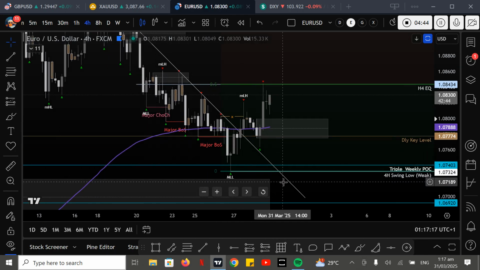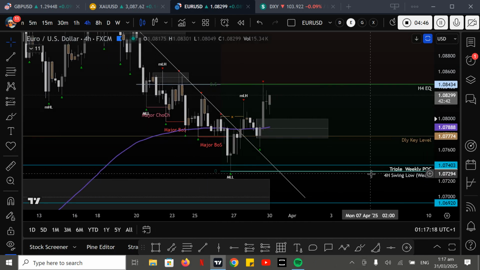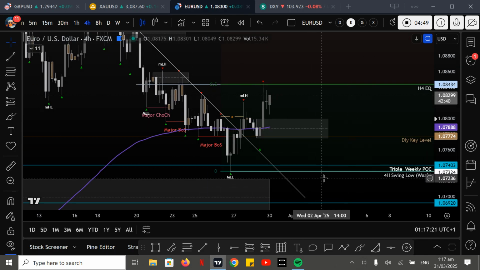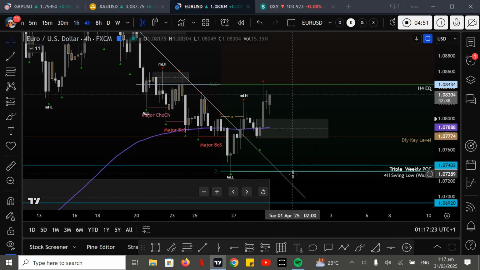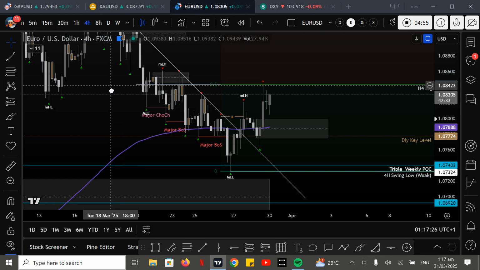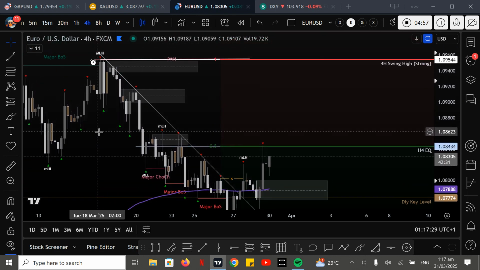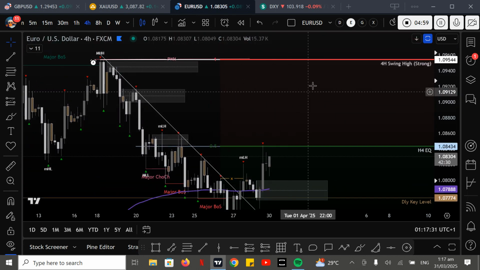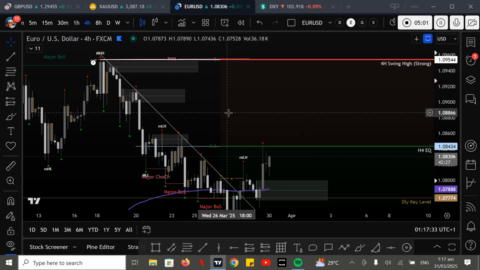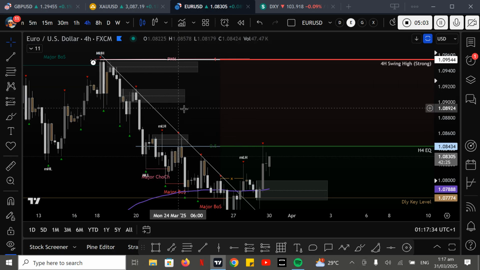This is our weak low, the 4 hour swing low. So this is what price will probably be targeting for us to continue to the downside. For this, we have to see price react and reject around this area, around the premium. So we have this unmitigated supply here, and we have this one.